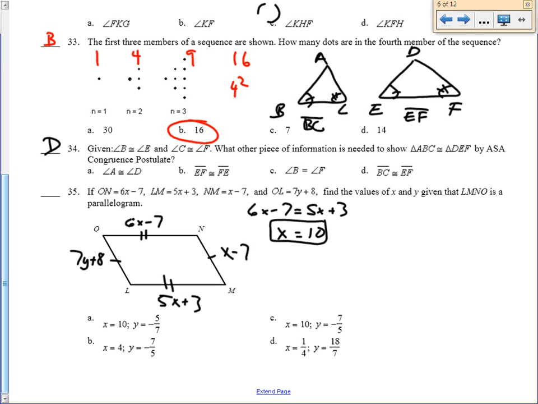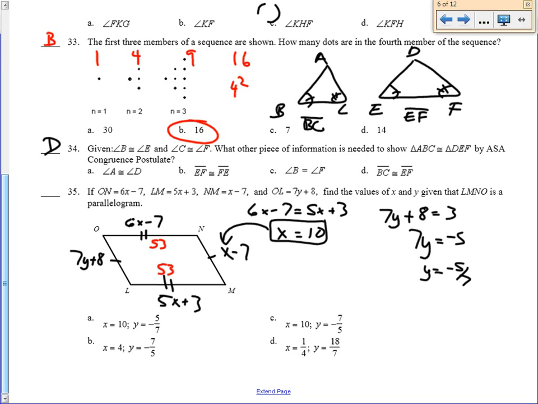Okay, watch. What's 6 times 10? 60. Minus 7? 53. So 5 times 10 plus 3? 53. So now what I just did was make sure x equals 10 is right. Now I come back here and take 10 and plug it right there. 10 minus 7? 3. So now I got 7y plus 8 equals 3. So if 7y equals 3, then move that to the other side, equals negative 5. So y is negative 5 sevenths.